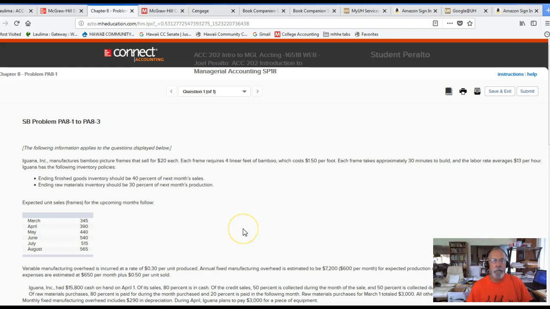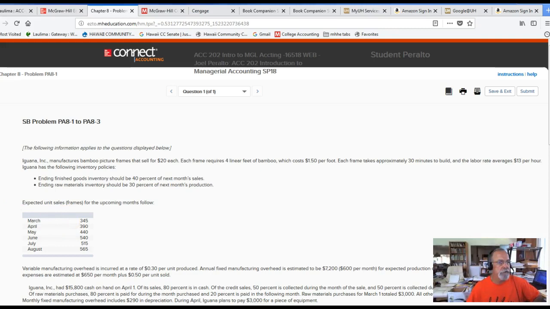We're in Connect SB, problem Pa8-1 to Pa8-3. The following information applies to the questions displayed below. Iguana Inc. manufactures bamboo picture frames that sell for $20 each. Each frame requires 4 linear feet of bamboo, which costs $1.50 per foot. Each frame takes approximately 30 minutes to build, and the labor rate averages $13 an hour.